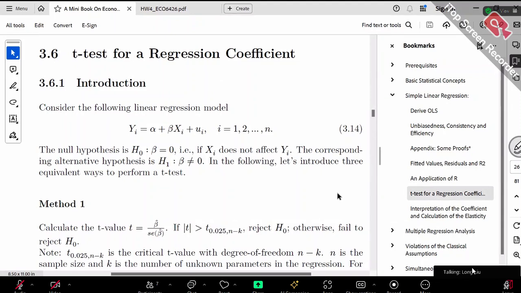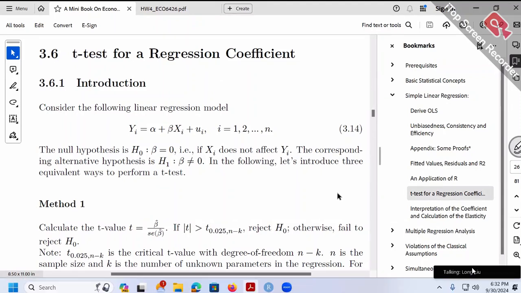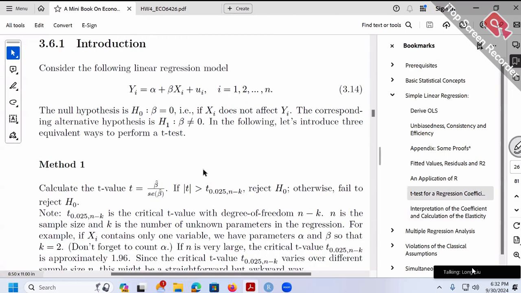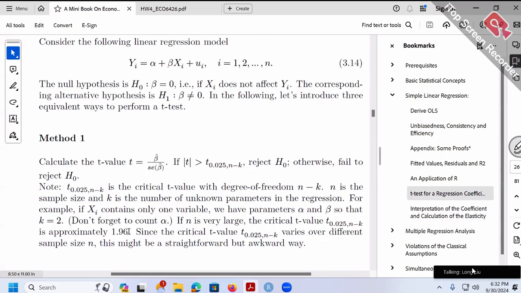In particular, we learned three different ways to perform a t-test. They are, of course, equivalent to each other. The first way is very straightforward: basically calculate the t-ratio, beta hat divided by standard error, and compare the t-ratio versus 1.96, roughly speaking. This is the most straightforward, easy way, but the drawback is 1.96 is not precise.